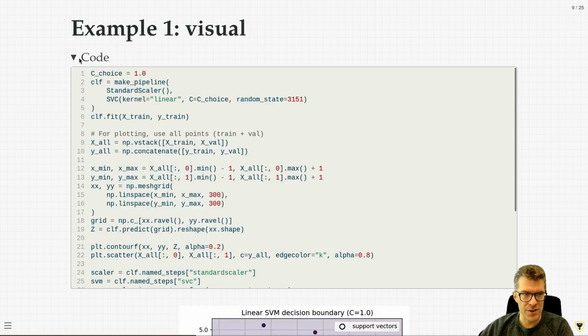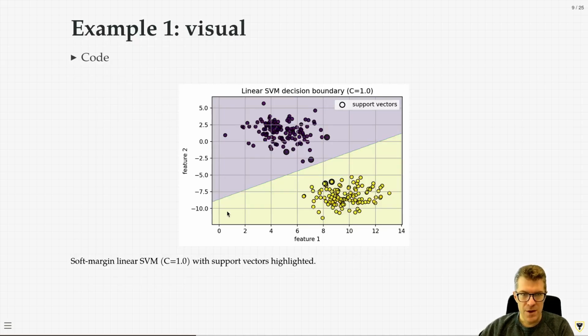Here's just a visualization of what we're doing. Copy and paste this yourself. Again, it's a linear kernel, so the decision boundary is linear. Here are our data sets and our decision regions. I've circled the support vectors here in black. So not all of these data points are circled, but you can see that these vectors have been chosen as being somewhat close to the decision boundary.